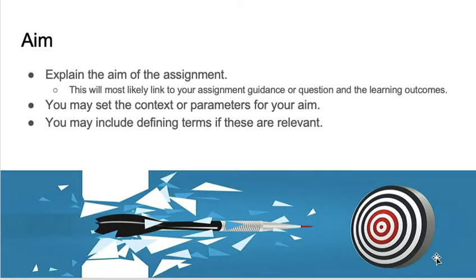You might set the context or the parameters for your aim. So, for example, if you're looking at management and leadership, in what context are you looking at management and leadership? Are you looking at it from an educational perspective? Are you looking at it from a business perspective, for example, manufacturing? Set those parameters to start narrowing down what your assignment will be looking at, what it will be reviewing. Now, you may need to include some defining terms here if they're relevant. So, for example, if you're looking at management and leadership, you may define what those terms relate to. Again, this is just setting the scene for your reader.